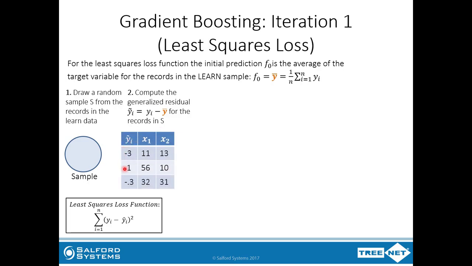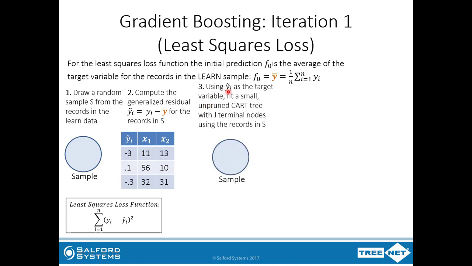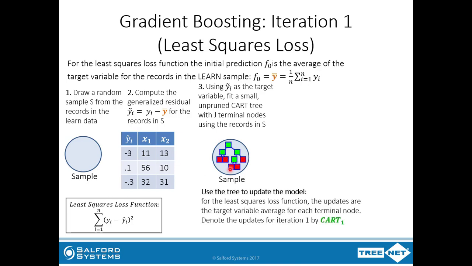And so you're going to have this y tilde here as your target. Using this y tilde as the target variable, you're going to fit a small unpruned CART tree with J terminal nodes using the records in S. So you'll have your sample here, and you'll have this y tilde as your target, and then you're just going to fit a tree. Okay, and then you're going to use this tree to update your model.